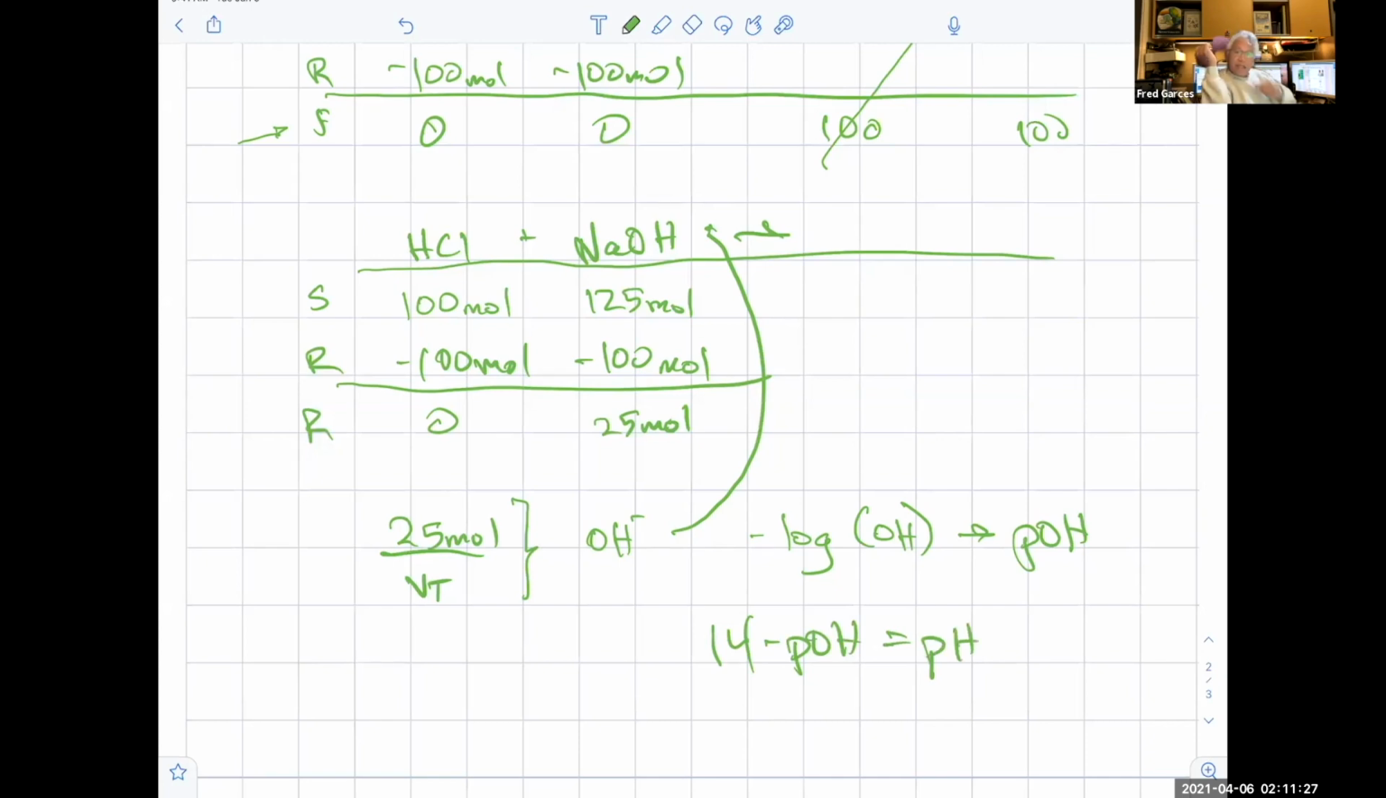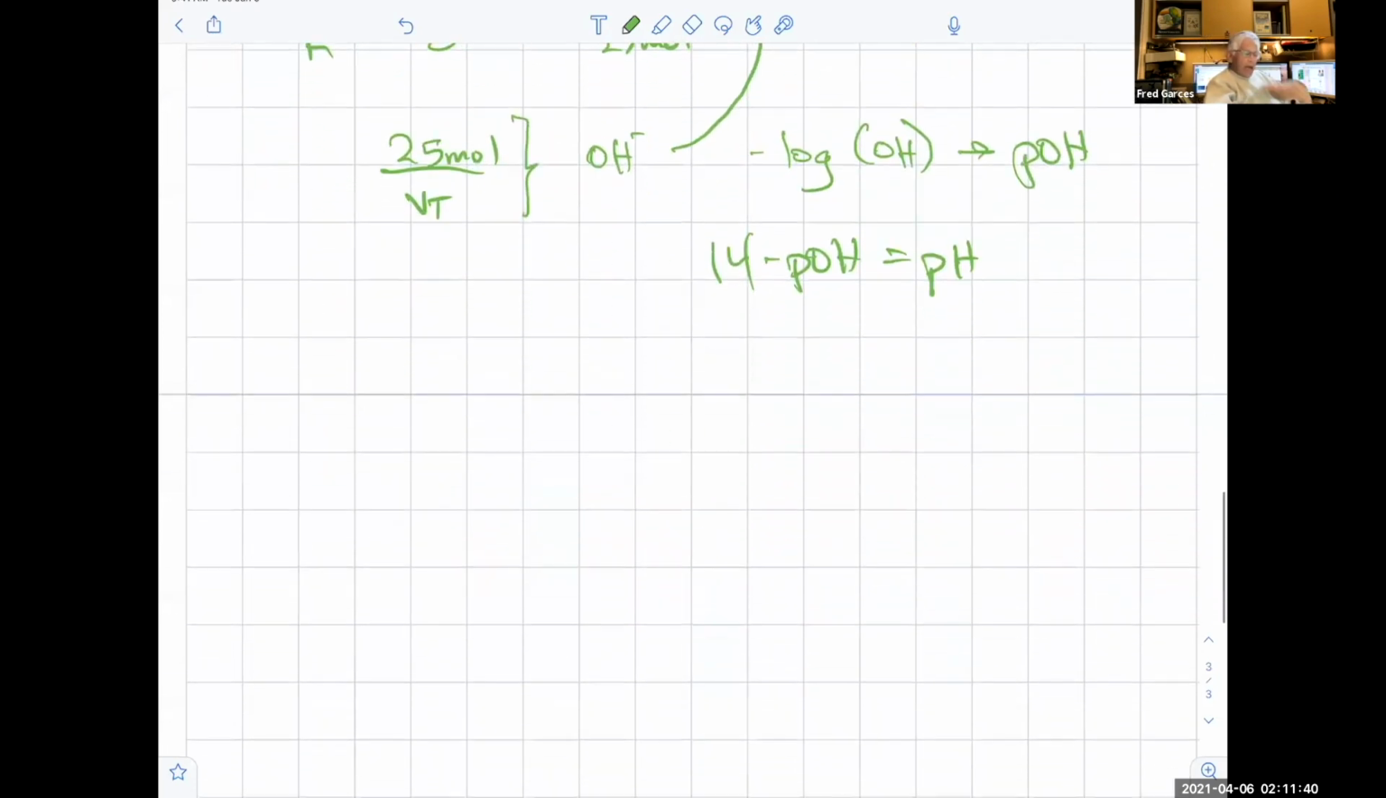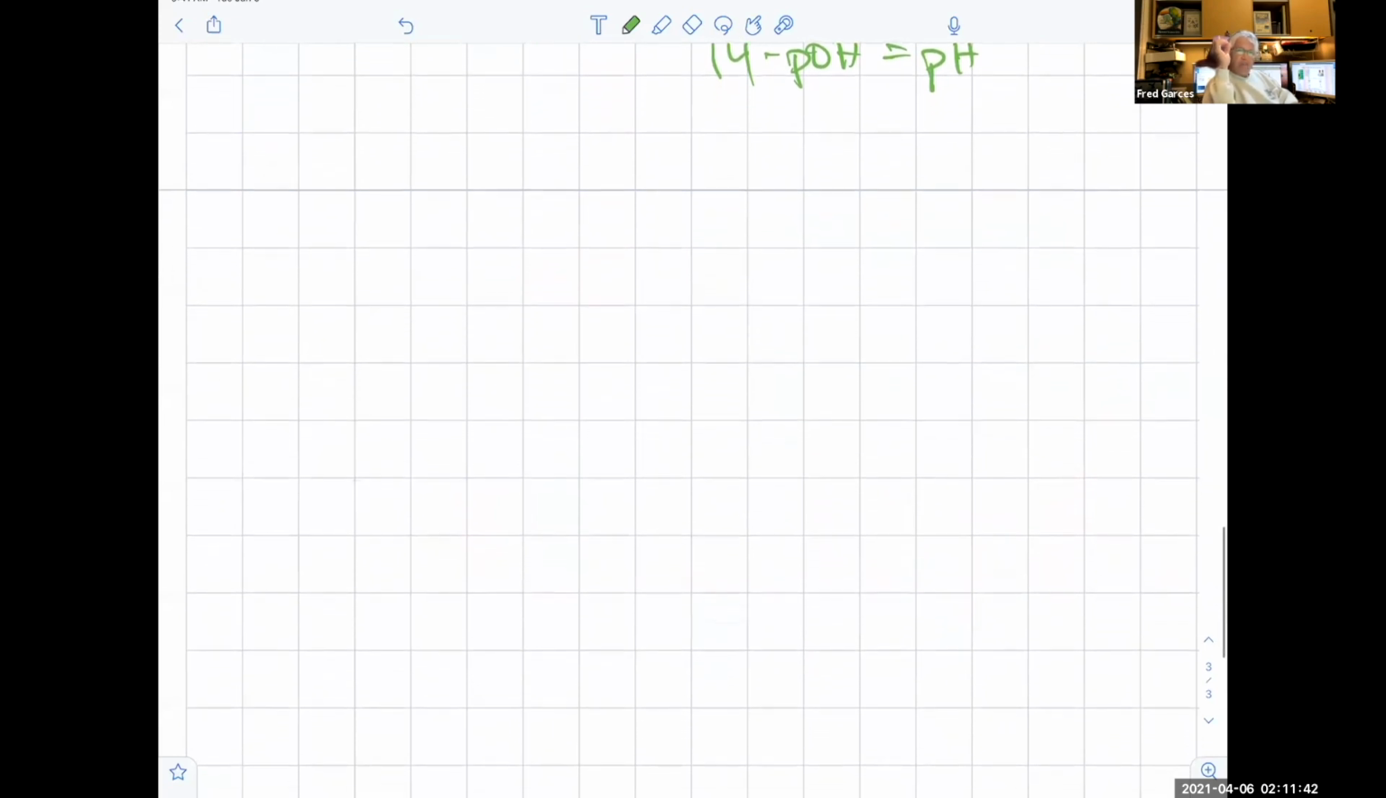So that's the titration of a strong acid with a strong base. Pretty straightforward. It's all stoichiometric. Don't look for an equilibrium constant. Let's look at the titration of a weak acid with a strong base. So we're looking at a weak acid with a strong base.